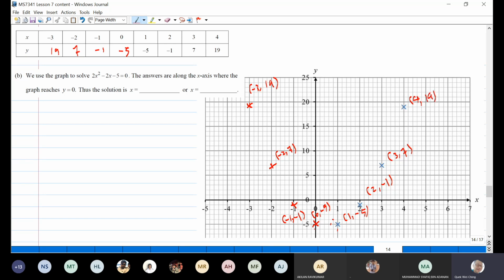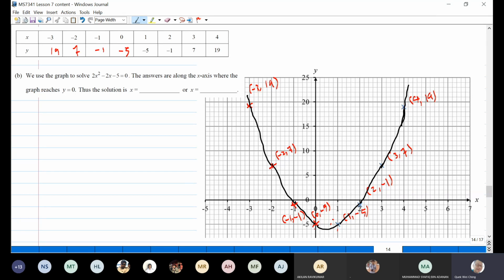So you get all these points already, then you can join them all together with a smooth curve. It's not a straight line anymore. Go down. Okay, this is the graph.